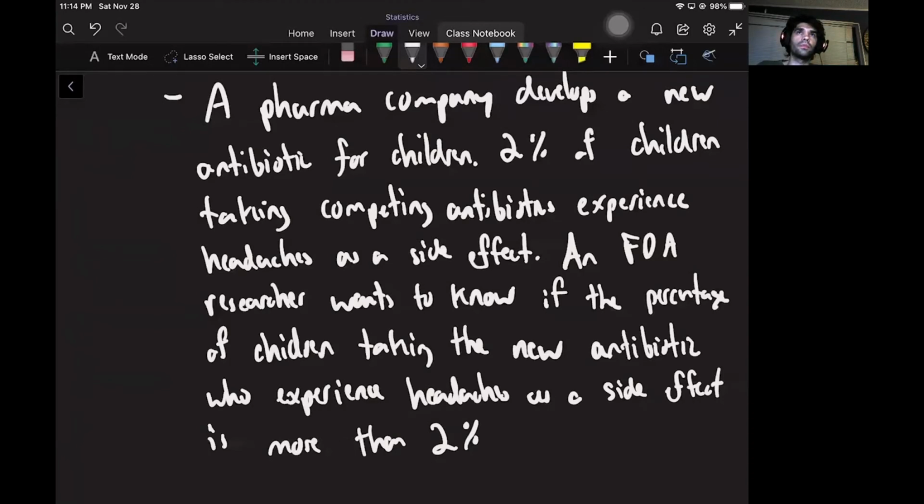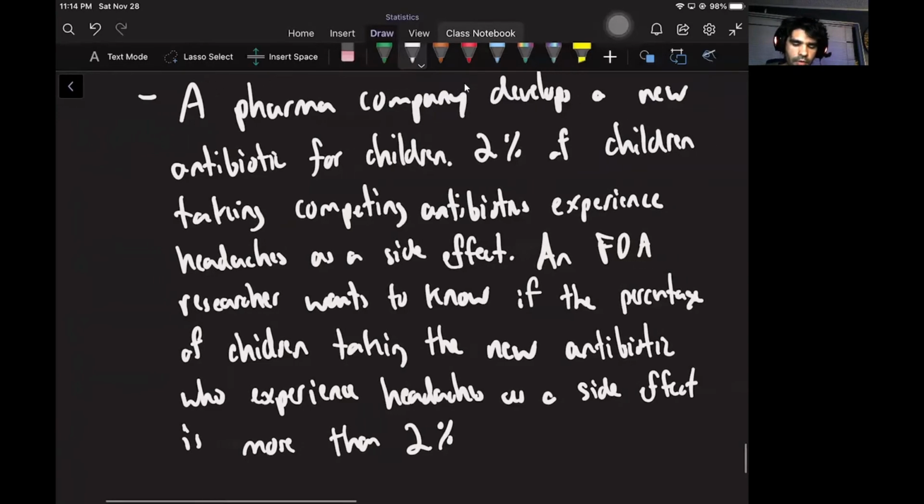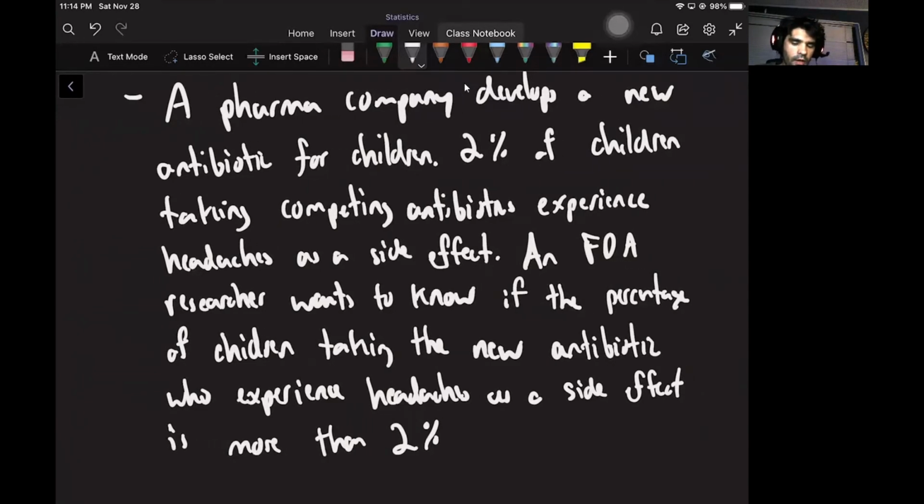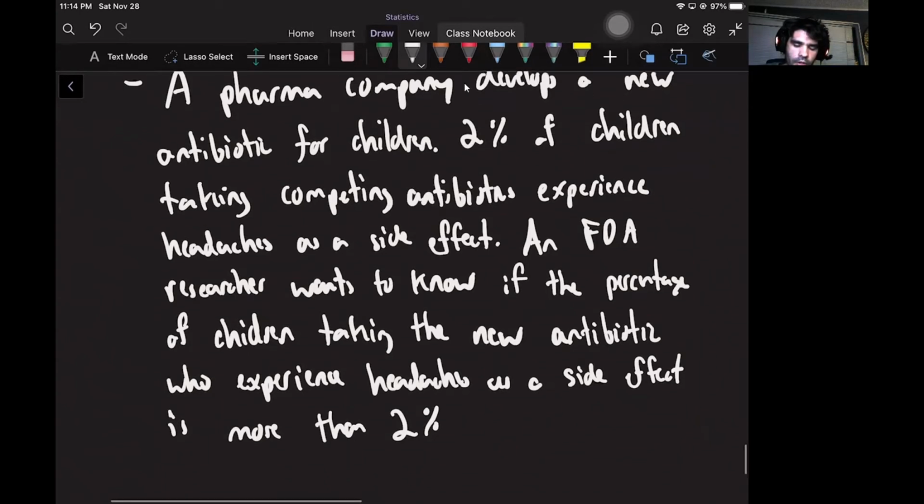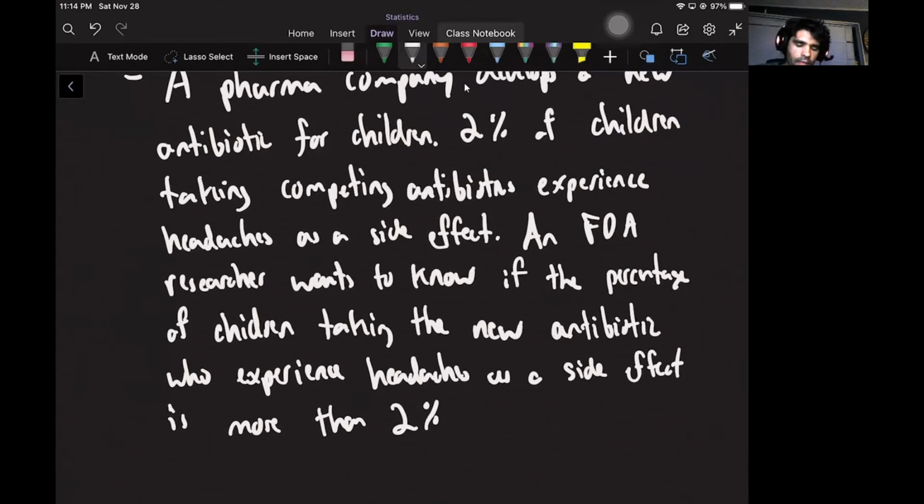Okay, so here I popped in the big old example. A pharma company develops a new antibiotic for children. 2% of children taking competing antibiotics experience headaches as a side effect. An FDA researcher wants to know if the percentage of children taking the new antibiotic who experience headaches as a side effect is more than 2%.